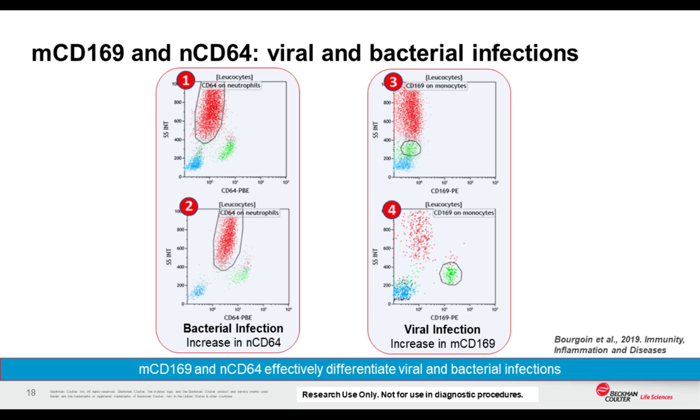Further, when these markers were used in the analysis of blood from patients presenting with fever in the hospital emergency department, we observed that monocytic CD169 and neutrophil CD64 were effective biomarkers for the differential infection immune response. As you can see in the flow cytometry plots, there is an overexpression of CD169 on monocytes in the case of viral infection, while bacterial infections led to an overexpression of neutrophil CD64.